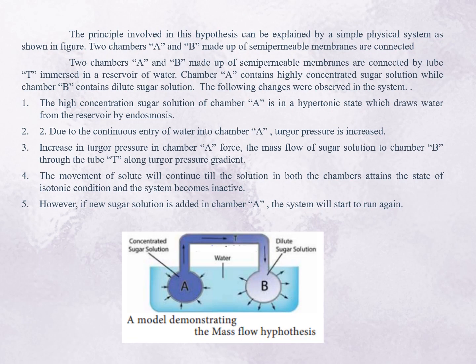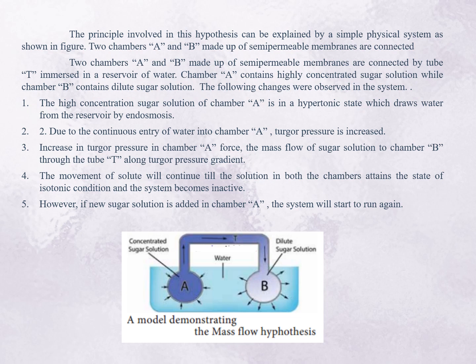This can also be explained through a small experimental demonstration model, where, as in the image, a beaker or a tub is considered which has water in it, and a chamber A and chamber B, which are connected by a T tube. Chamber A is filled with a higher concentration of sugar solution and chamber B is with pure water or diluted sugar solution. In that condition, if we keep it in the water, chamber A and B are made up of semi-permeable membrane, like the plant cell.